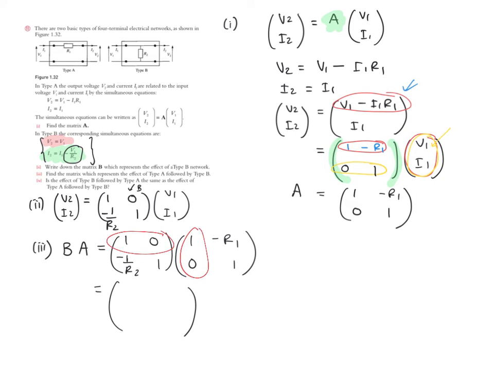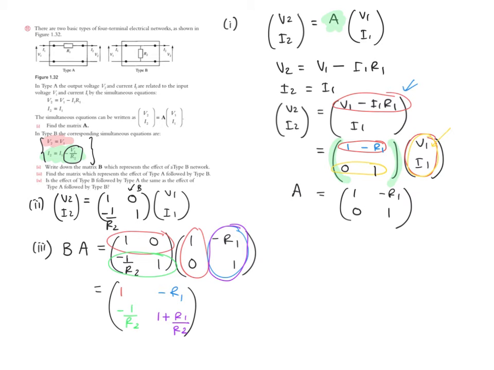So 1, 0 and 1, 0 gives me a 1 in the top left-hand corner. 1, 0 and minus R1, 1 gives me a minus R1 in the top right-hand corner. And bottom left-hand corner, I'm going to get minus 1 over R2, and then 1 times 0 is, of course, 0. And then to finish that off, I want to do the green one, and I'll highlight it again, this purple one over here. So that's going to give me a 1 take away, no, add, because it's a negative multiplied by negative, R1 over R2. So that's the matrix BA.